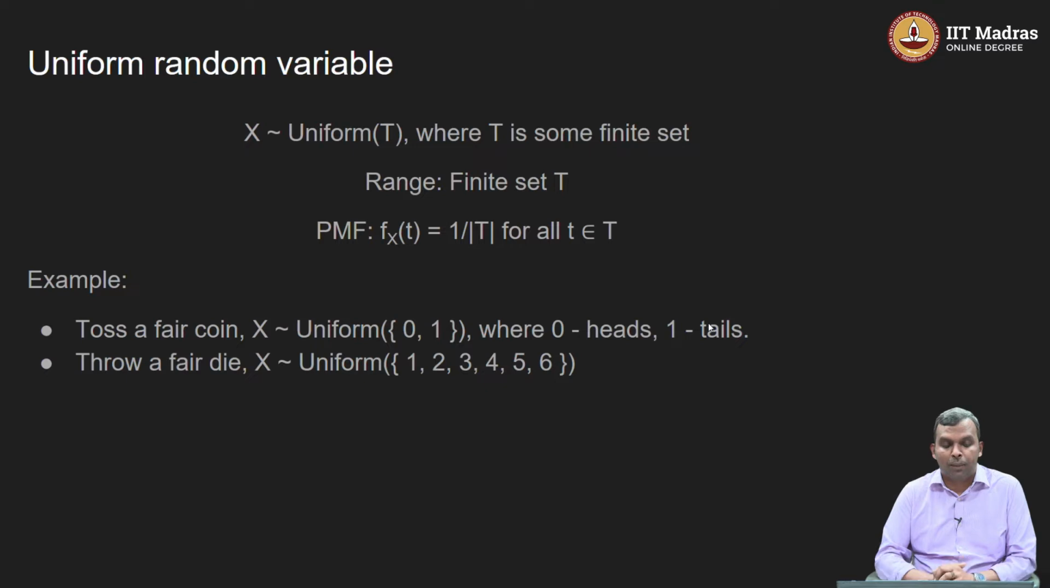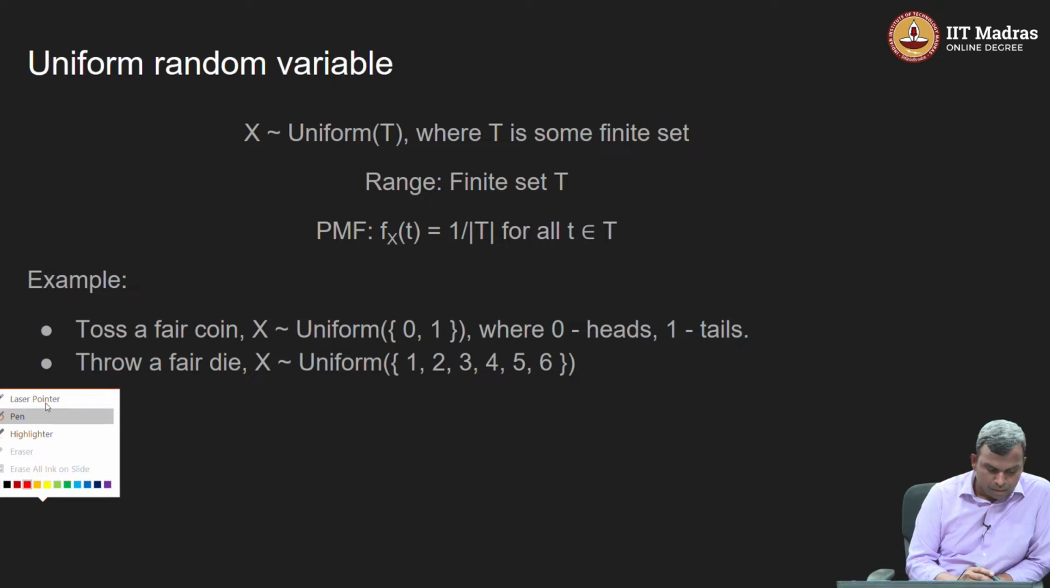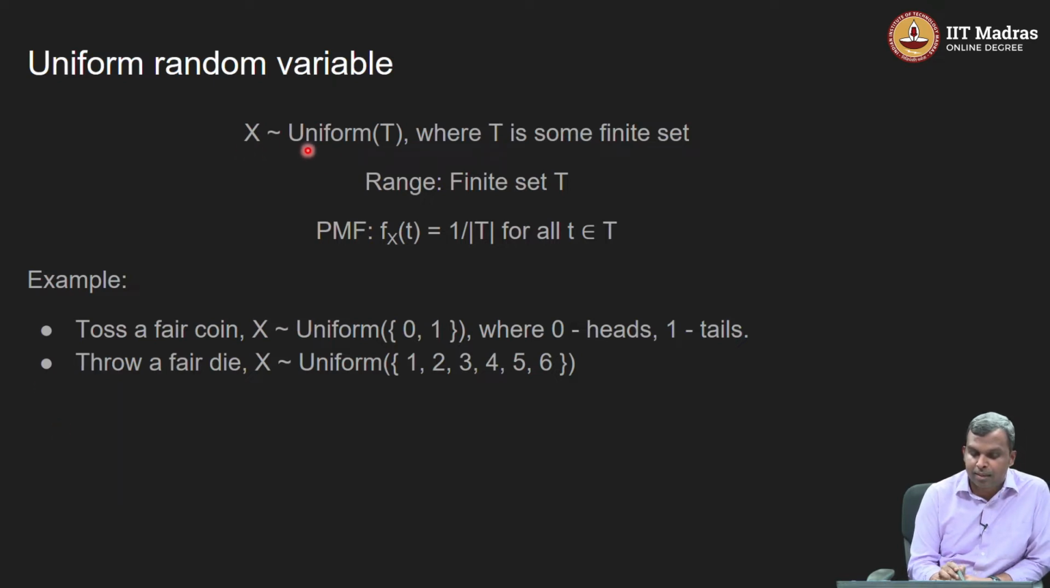And we'll keep proceeding. I'll give a few typical scenarios, simple toy examples or maybe even more complicated examples, where these occur. Okay. So the uniform random variable is basically, and this is a notation that we will use, so pay attention to the notation as well, X is uniform T, where T is some finite set.